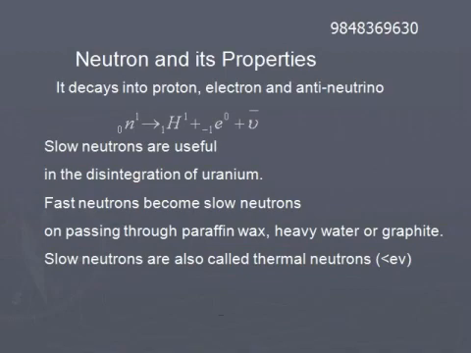Slow neutrons are useful in the disintegration of uranium atom, in the fission of uranium. Fast neutrons become slow neutrons on passing through materials like paraffin wax, heavy water or graphite, known as moderators. Slow neutrons are also called thermal neutrons. Their energy will be less than 1 electron volt.